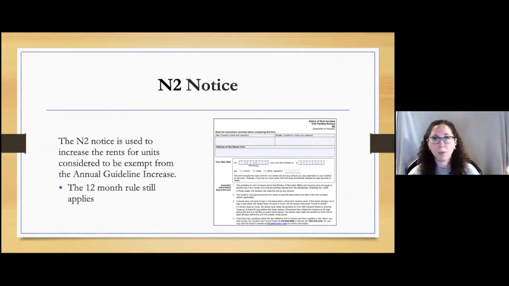Make sure to read the notice before giving it to the tenant, as it contains important information for both parties to be aware of. Thank you. Now I will pass it on to Alda, who will talk about how to serve the notice.